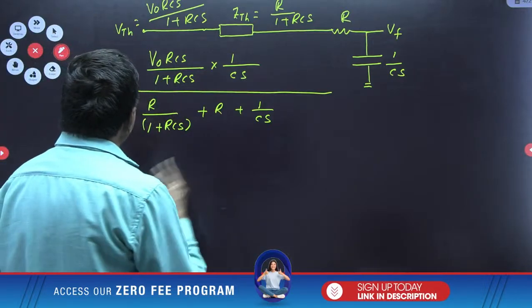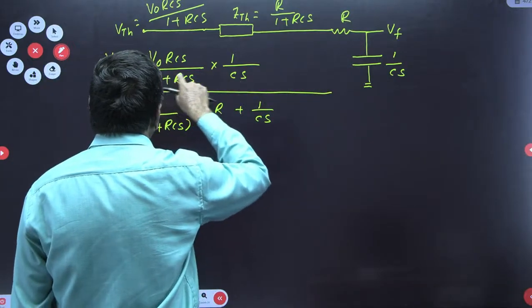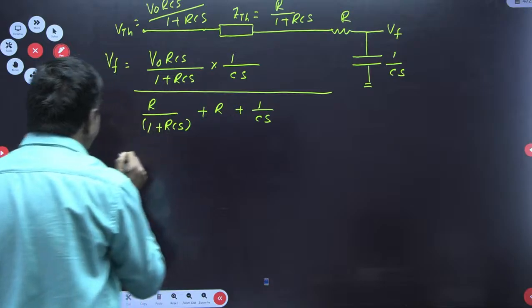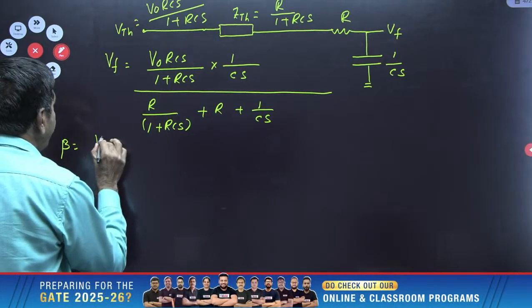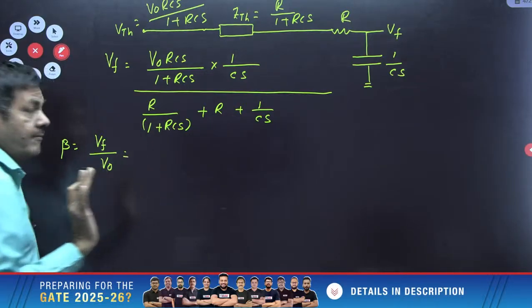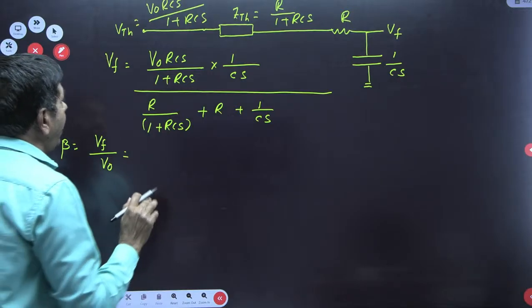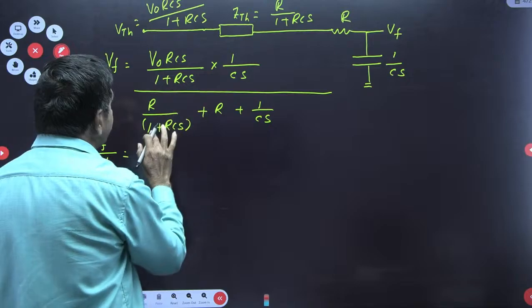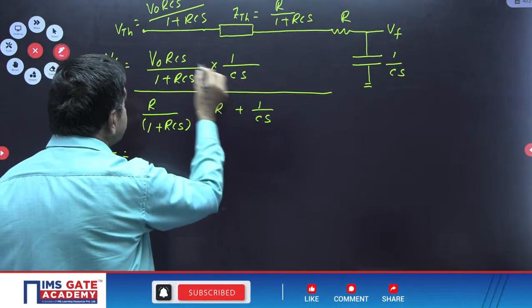But here you take LCM and find, because our aim is to find VF by V naught. That is the beta value. I want the beta value. Beta is nothing but VF by V naught. Very slowly I am going now, because every student must understand. After LCM, 1 plus RCS cancel. After LCM, here the CS cancels.